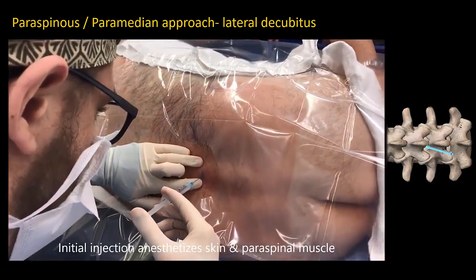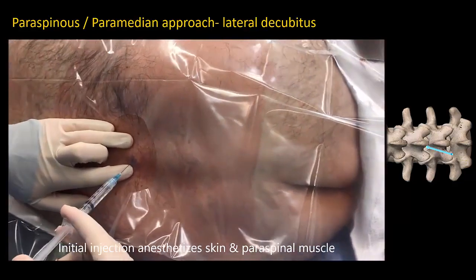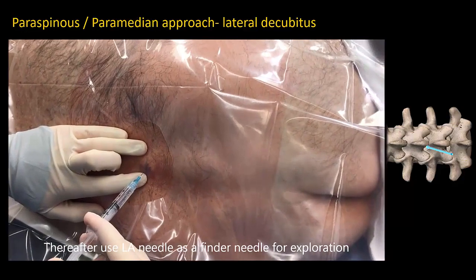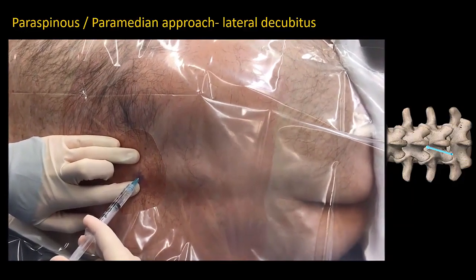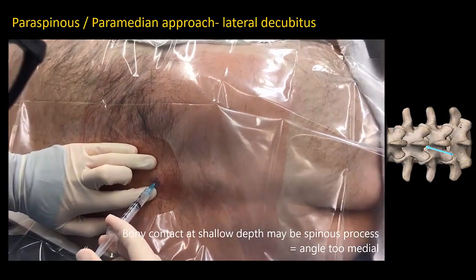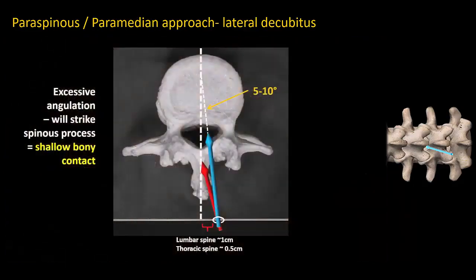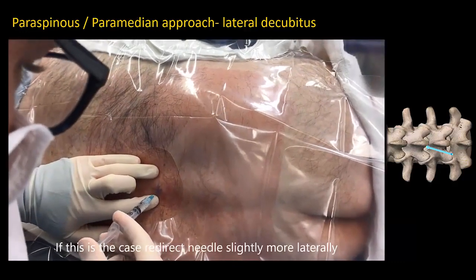The insertion site is lateral to the edge of the superior border of the lower spinous process. Anesthetize the skin and paraspinal muscles, and then use a local anesthetic infiltration needle to gather further information about the bony anatomy using tactile feedback. In particular, direct the needle medially to deliberately seek contact with the spinous process. This establishes the maximum limit of medial angulation.